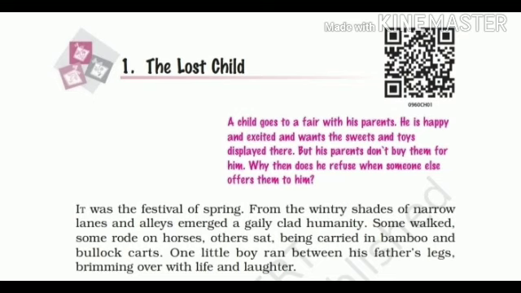It was the festival of spring. From the wintry shades of narrow lanes and alleys emerged a gaily clad humanity. Some walked, some rode on horses, others sat, being carried in bamboo and bullock carts. One little boy ran between his father's legs, brimming over with life and laughter. Let's understand. Here we have the setting of the story by Mulk Raj Anand.